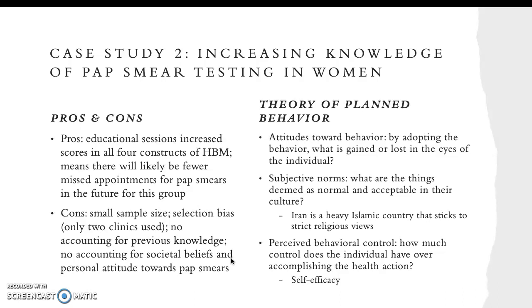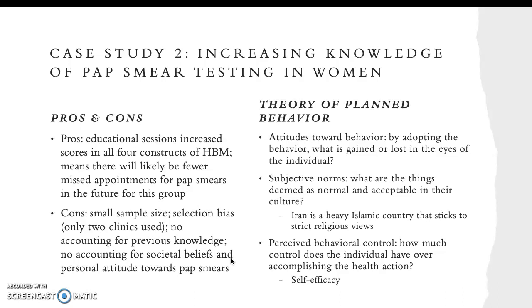Some of the cons were that there was a small sample size and selection bias could have taken place because there was only 2 clinics used, and we don't really know the demographics and backgrounds of these women in the area of the clinics. There was also no accounting for previous knowledge of pap smears. There was no accounting for societal beliefs and personal attitudes towards pap smears either, which is why the theory of planned behavior could be used to fill in the gaps that were missed in this particular case study.